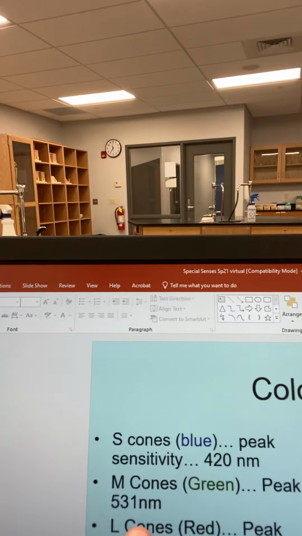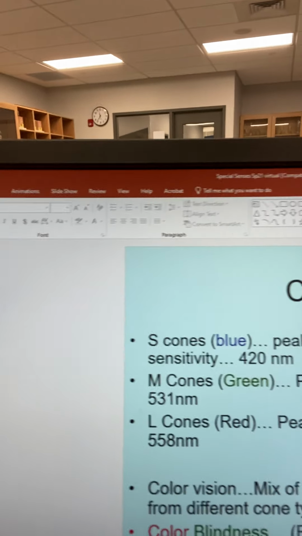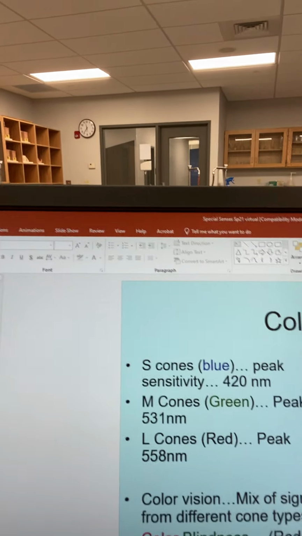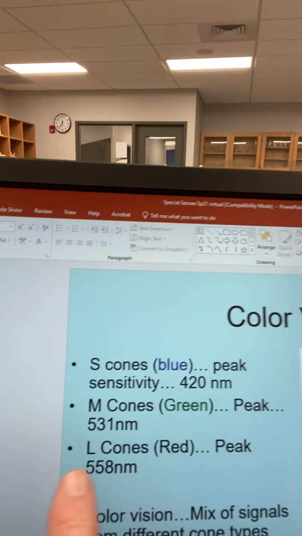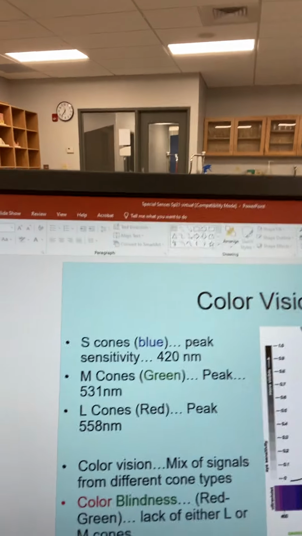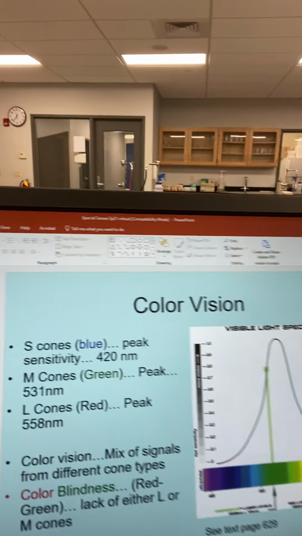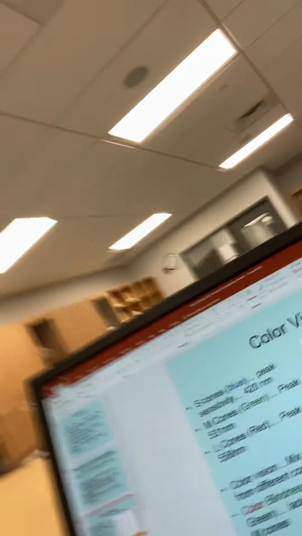And then 531 nanometers, this is the M-type cone receptors, the greens. And then 558 nanometers, these are the L-type cone cells, and these would give you the reds.